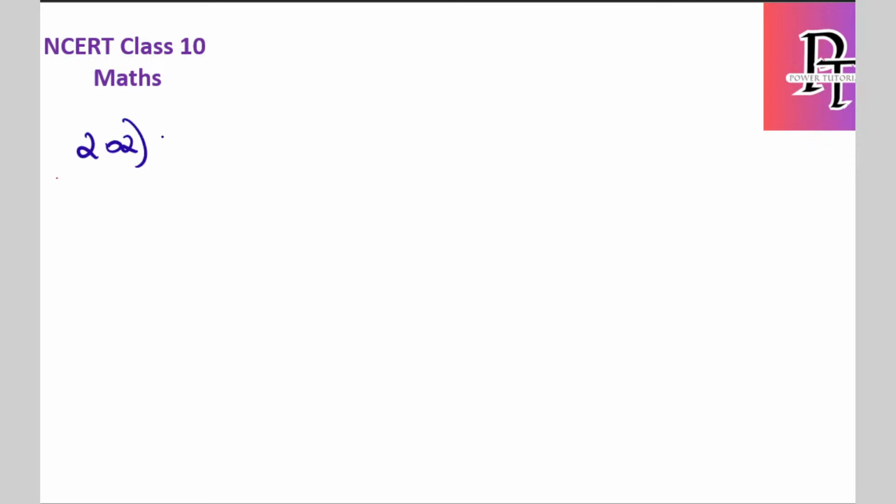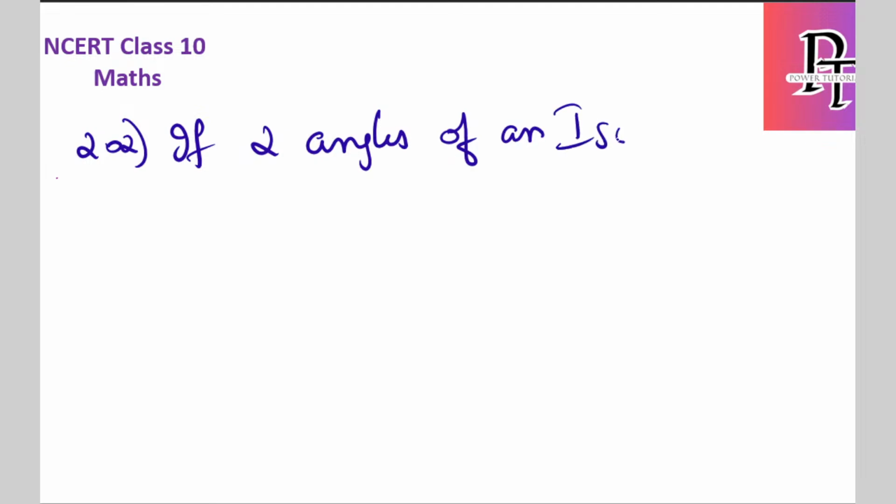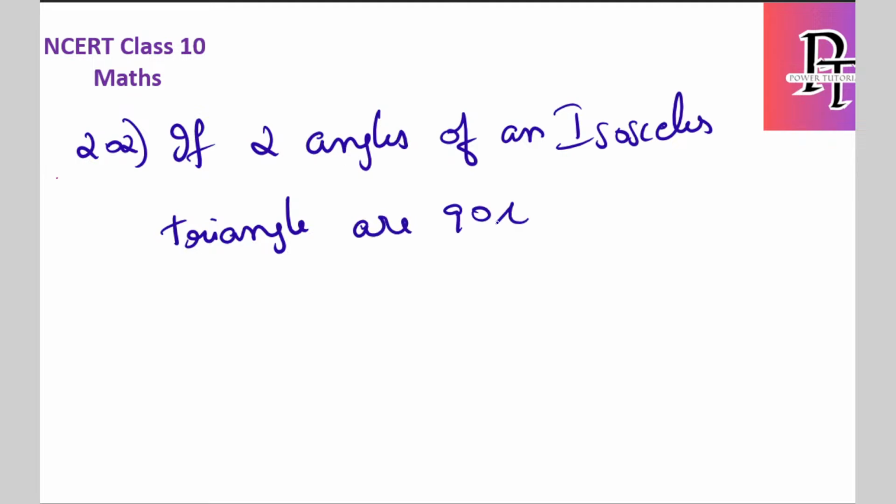(202) If two angles of an isosceles triangle are 90 and 45, what is the third angle?